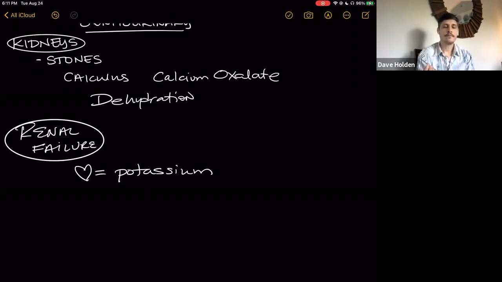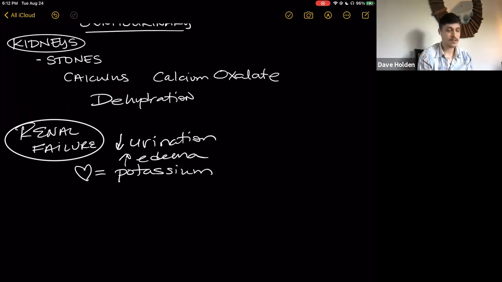So renal failure. Kidneys are failing for a variety of reasons. Lots of different things can cause this. We start to see a decrease in urination. Increase in edema because now there's a fluid imbalance. And because of the fluid imbalance, there is electrolyte imbalance. So the heart is lacking potassium. So we start to see a heart arrhythmia.